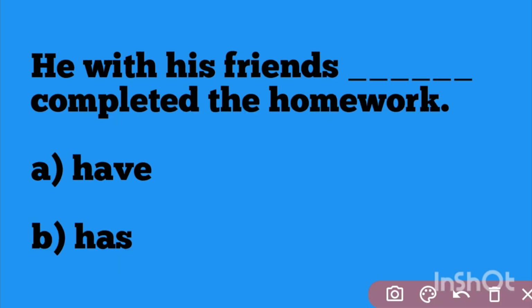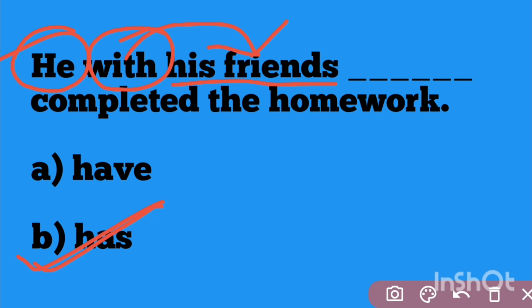He with his friends, blank space, completed the homework. Friends, the same thing here, with is the preposition. So obviously his friends is the object of this preposition. So he is the subject here. He is third person singular number. So obviously the correct answer will be has.